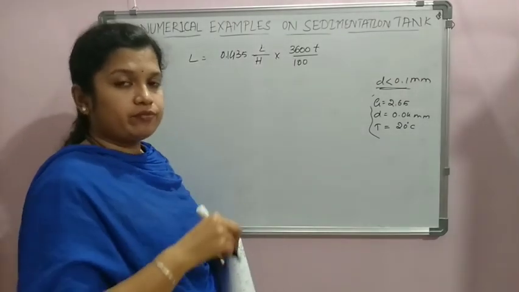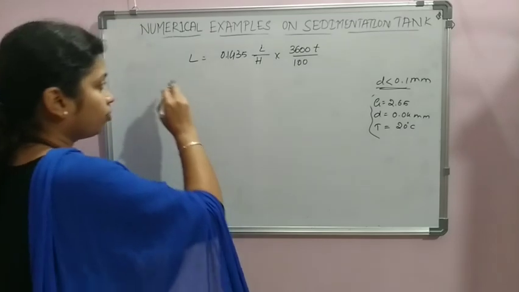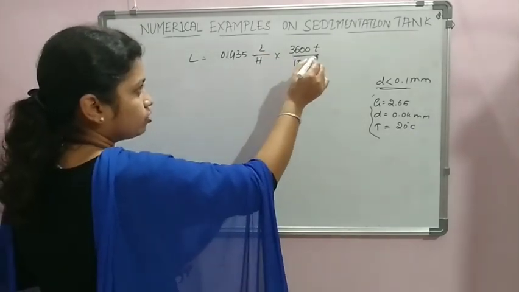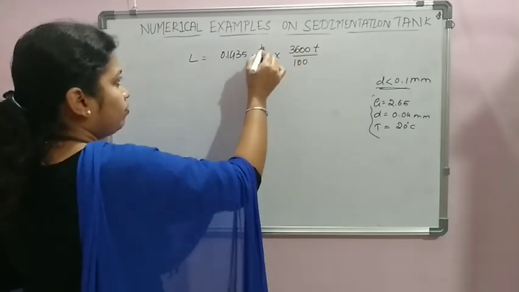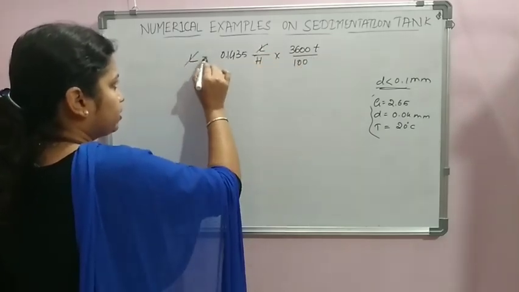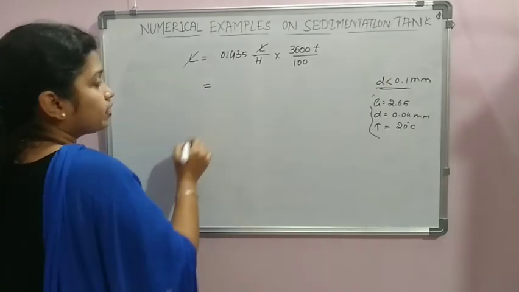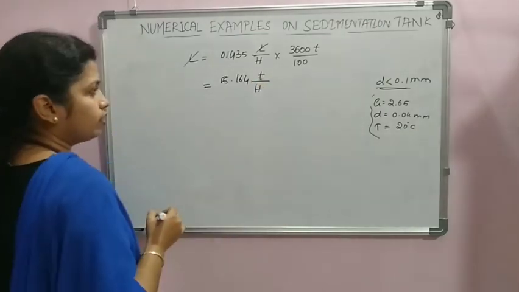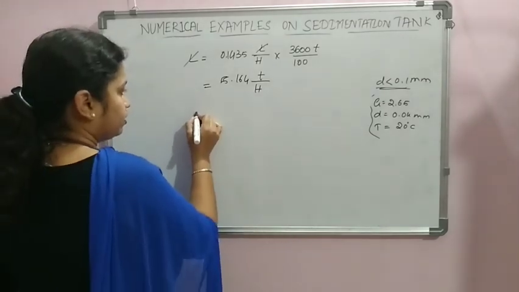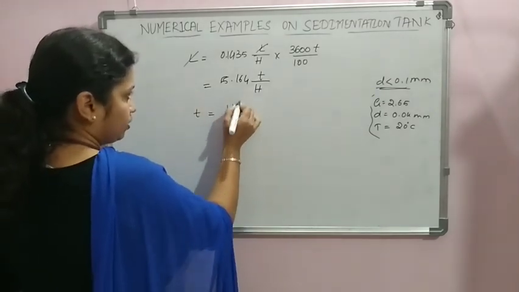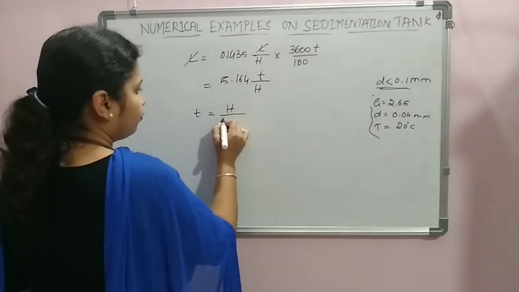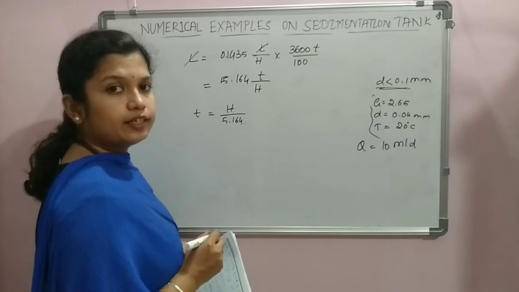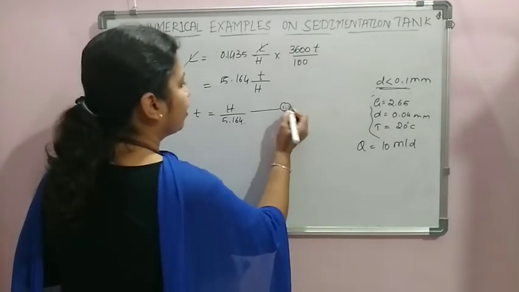From the previous step we got the formula as L is equal to 0.1435 into L by H into 3600 T divided by 100. Now L on both sides gets cancelled, and the remaining answer is 0.164 T by H. This is what is left. Now let us take T is equal to H divided by 5.164. Further we need to simplify it. Let us call this equation 1.